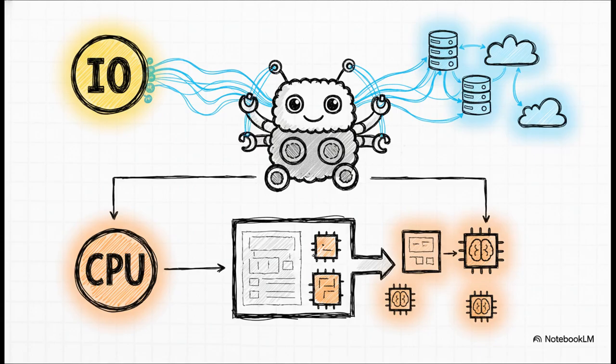For that I/O-bound waiting game, we use asynchronous operations to juggle thousands of connections at once. And for the CPU-bound number crunching, we use parallel processing to split the work across all the different processor cores on a machine. It's not just about working faster, it's about working smarter.